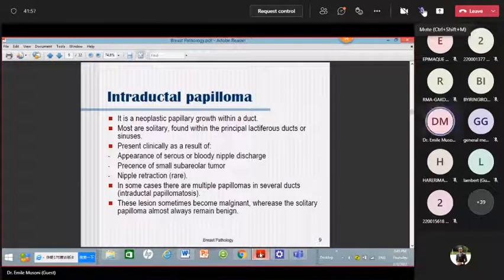Yes, we can. Okay. In the case of intraductal papilloma, nipple retraction is very rare. Most of the time they are benign.